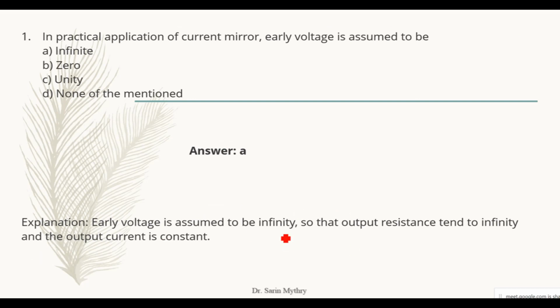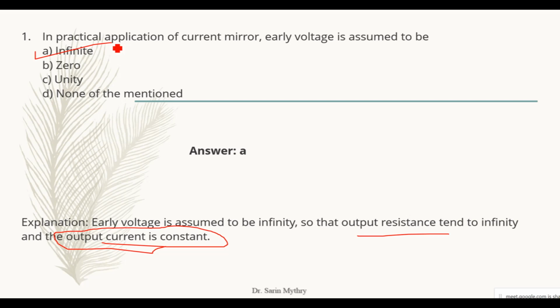Whenever the output resistance is very high, because of the high output resistance, the output current also will be constant. Because the resistance is high, there will be no flow of current through that particular path, so output current will be constant. So in practical applications of a current mirror, your early voltage has to be always very high. Why? Because your current mirror has to maintain the constant current across the two branches of the differential amplifier.